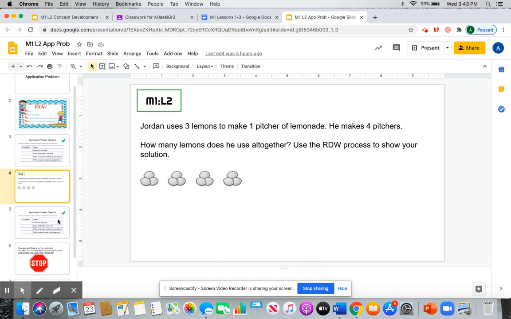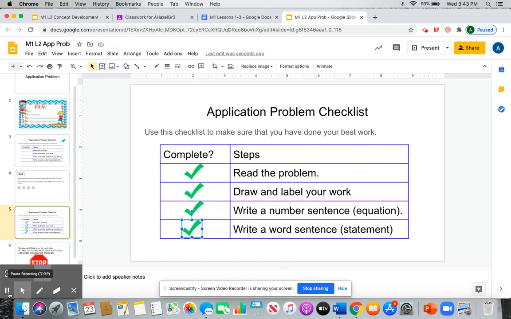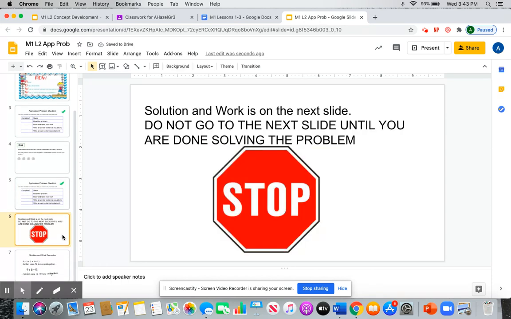All right, so if you're back, then you are done with this problem. You made sure that you read the problem, that you drew out and labeled your work, you wrote a number sentence, and you wrote a word sentence. If you did not do all of these things, pause the video now and then come back when you are ready. Okay, so now if you're back, then you should be ready to check your work.